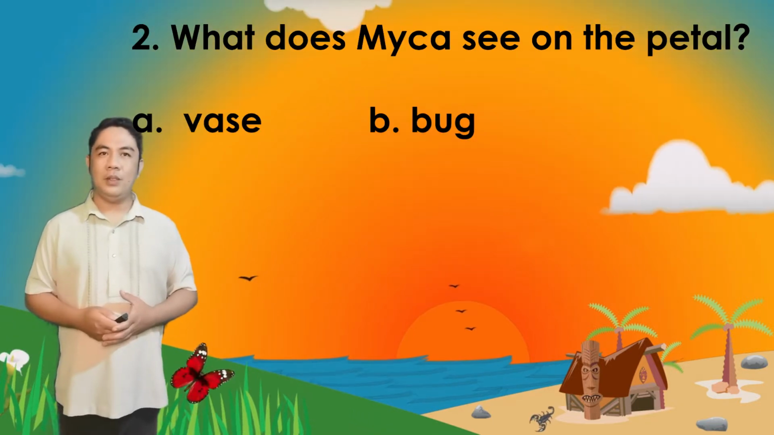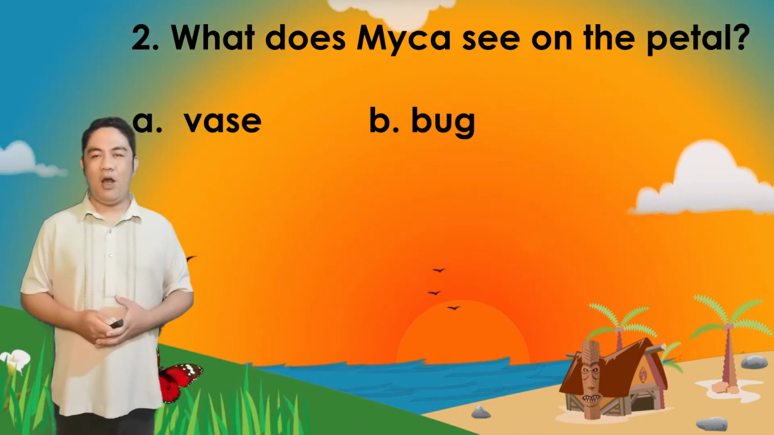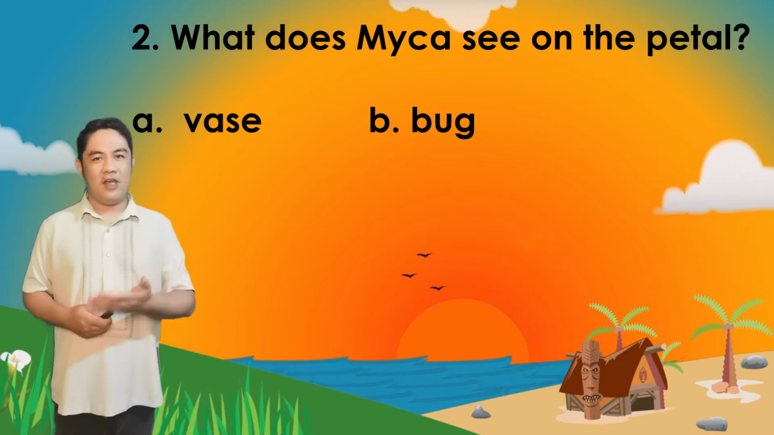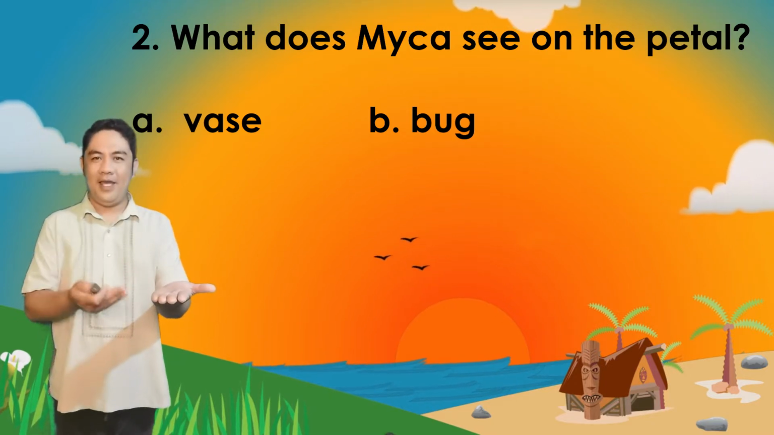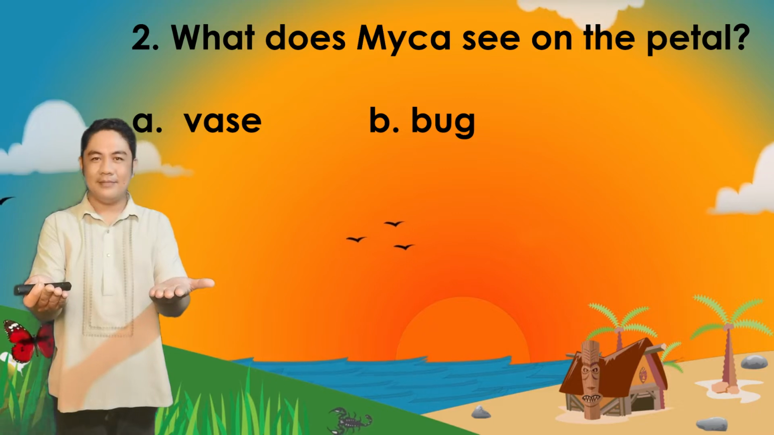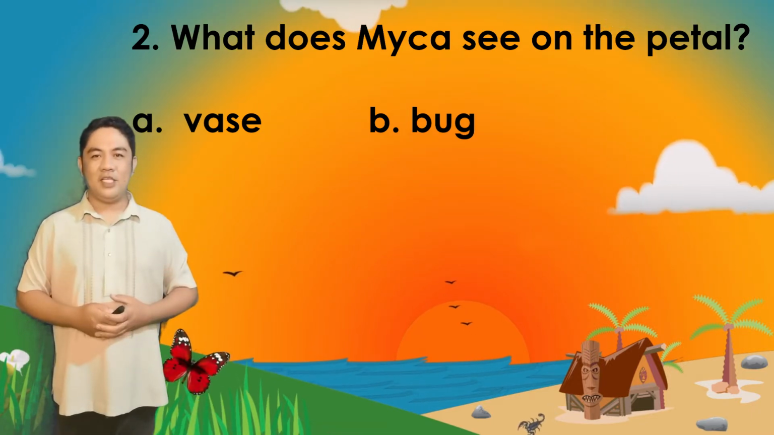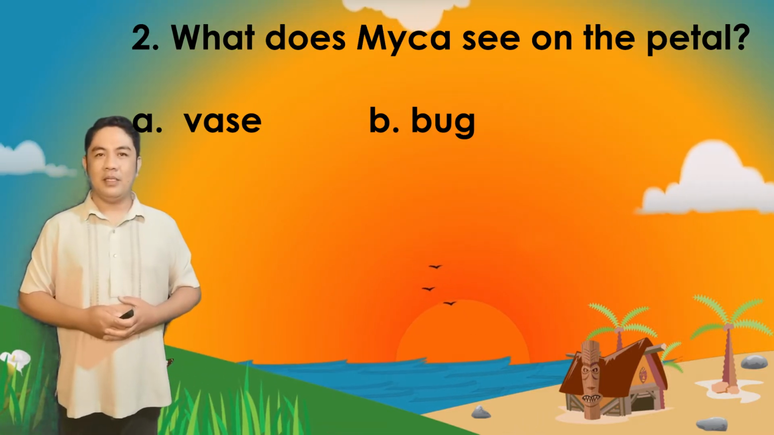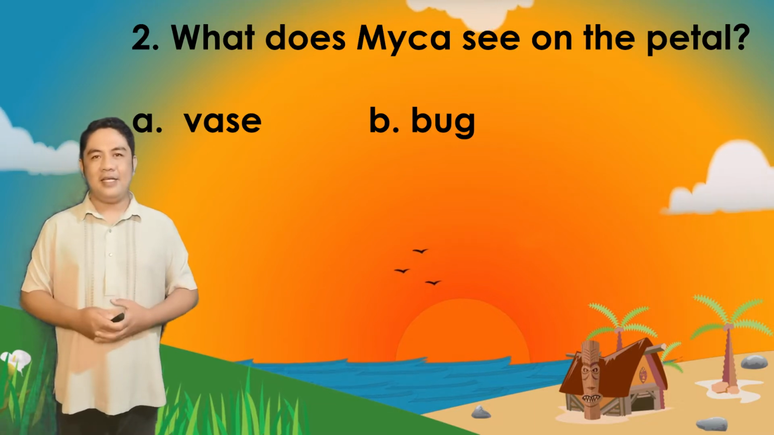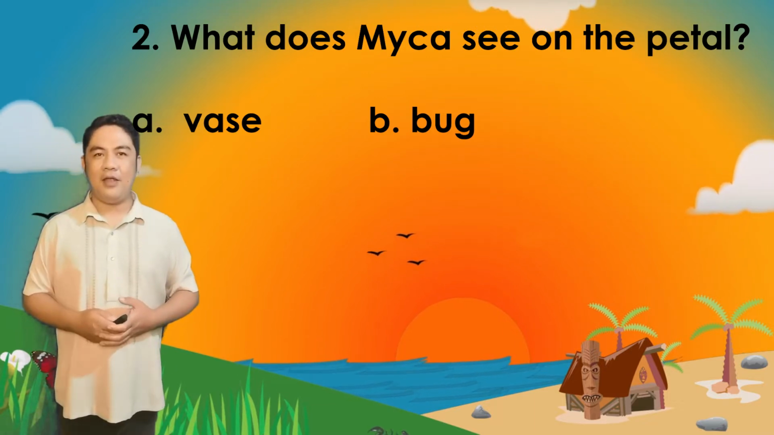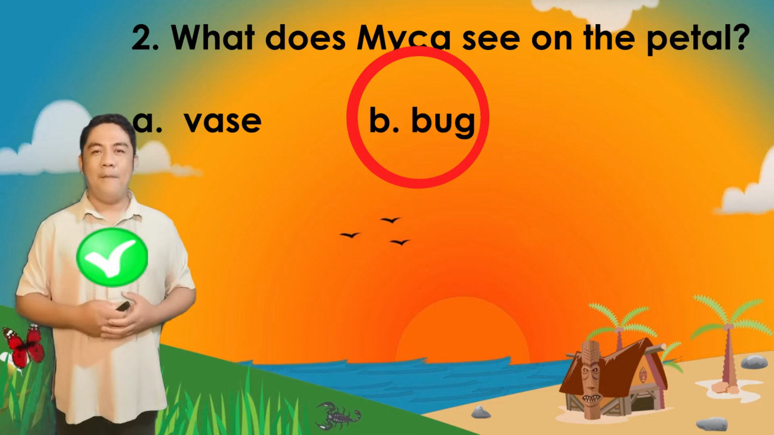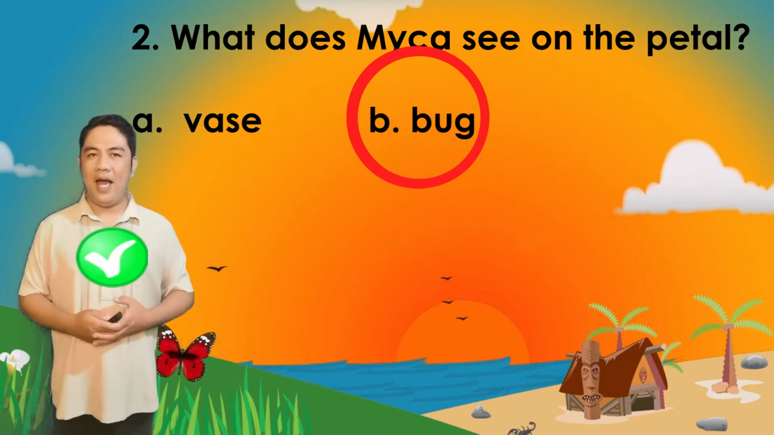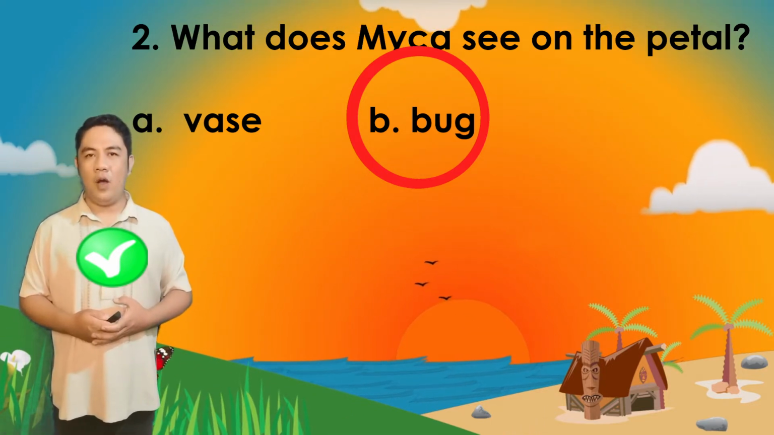For number 2, what does Mika see on the petal? A. Vase. B. Bag. What is your answer for number 2? The answer to the second question is letter B because there is a bug on the petal of the rose.